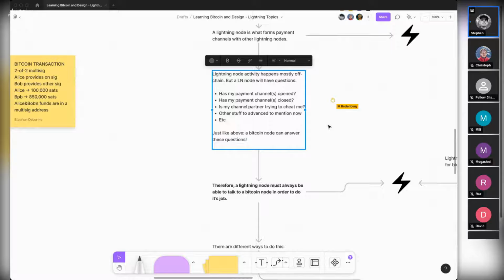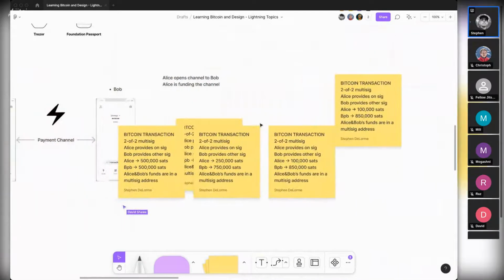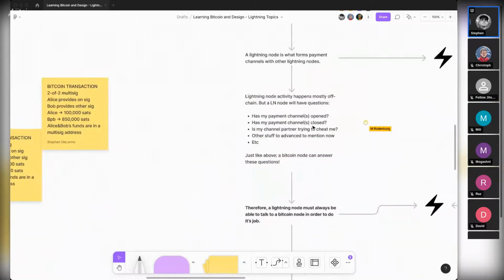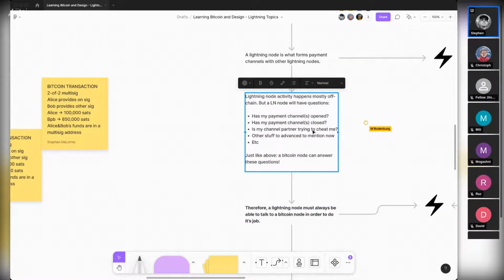Has my payment channel opened? You remember we talked about this, and Alice and Bob need to open their channel by creating this transaction. Well, that's got to close on the blockchain. So the Lightning node needs to ask, hey, has this opened? Or, hey, has Bob closed the channel on me? Is my channel partner trying to steal my money? Other stuff that's way too advanced to talk about at this point in time.